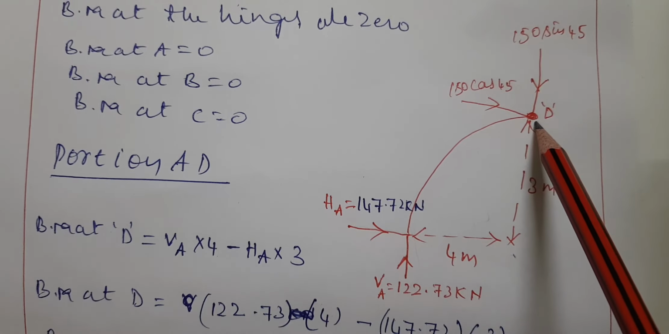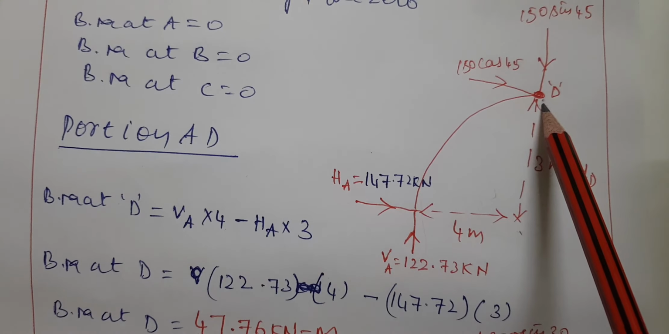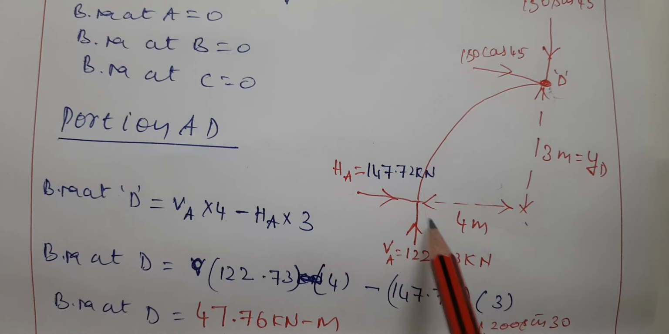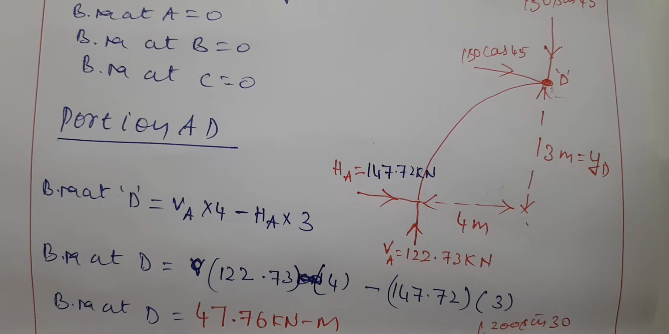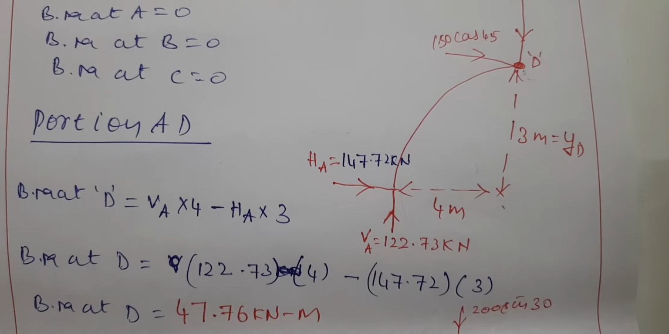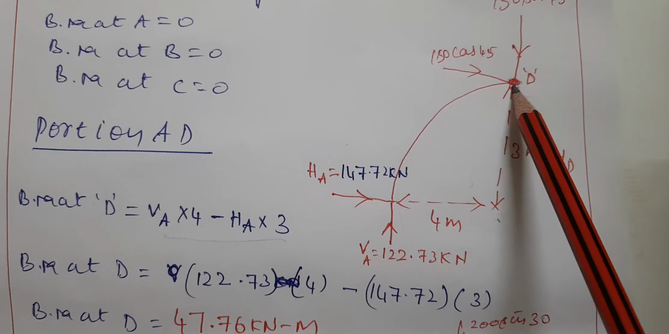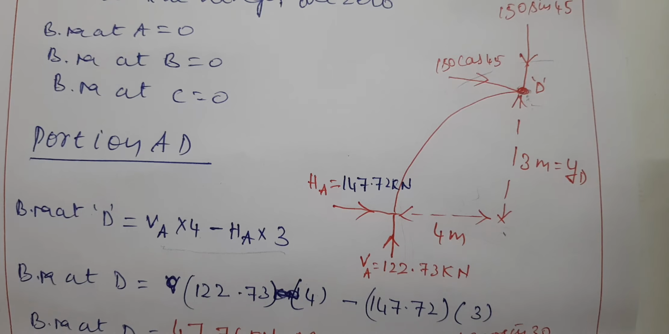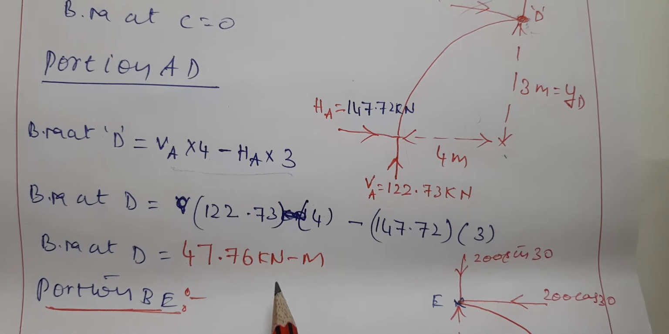I am considering the bending moment at this point, the loaded point. The procedure remains the same. We have a vertical force, and the perpendicular distance is 4. Vertical force produces positive bending moment, horizontal force produces negative bending moment. This is the equation. The forces acting at this point give 0 bending moment because there is no perpendicular distance. Then you get 47.67 kilonewton meter.